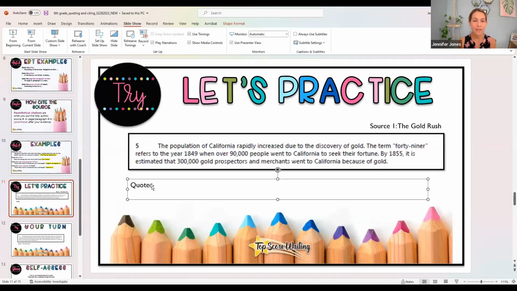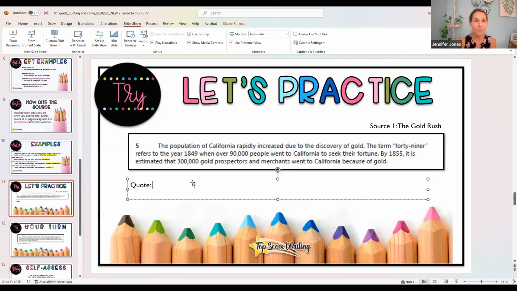So this is an excerpt from source number 1, which is titled The Gold Rush. Paragraph number 5 states, the population of California rapidly increased due to the discovery of gold. The term 49er refers to the year 1849, when over 90,000 people went to California to seek their fortune. By 1855, it is estimated that 300,000 gold prospectors and merchants went to California because of gold.